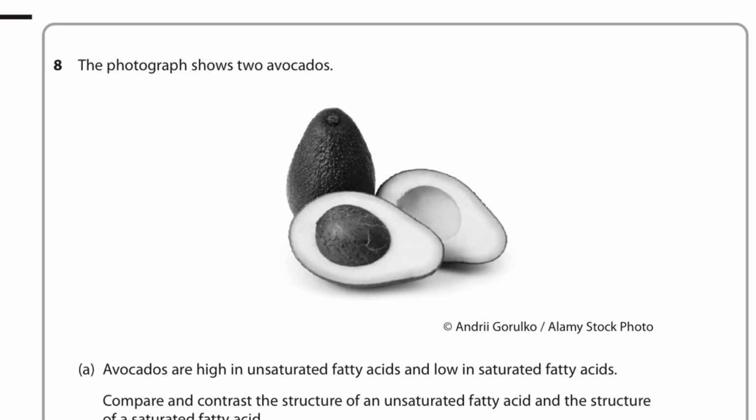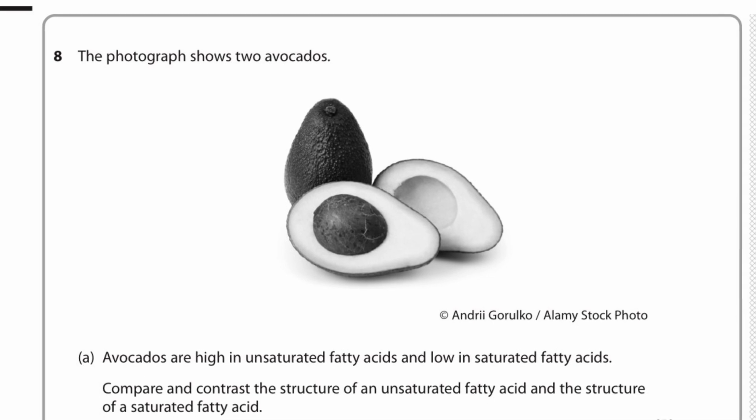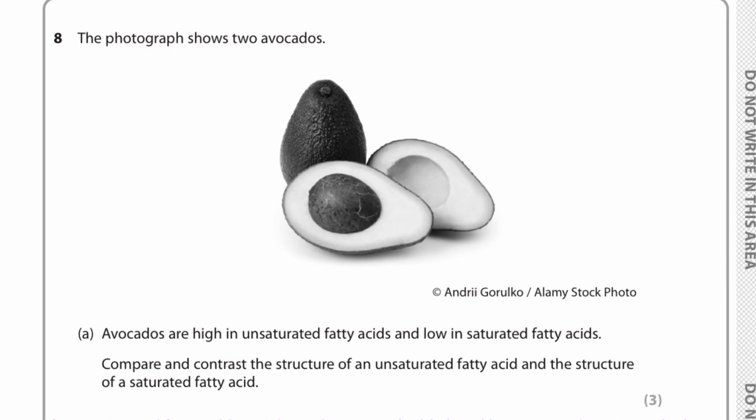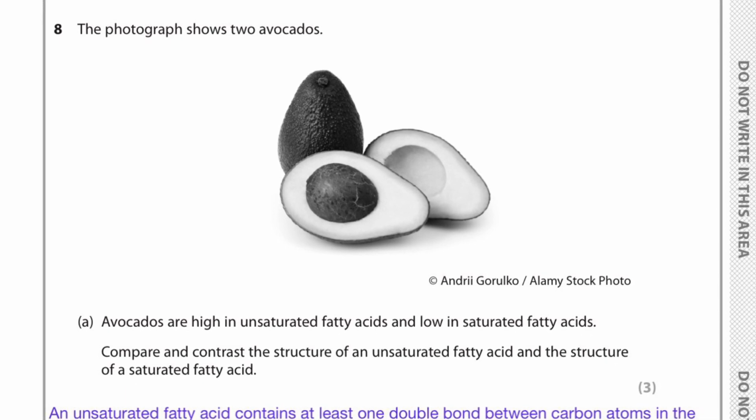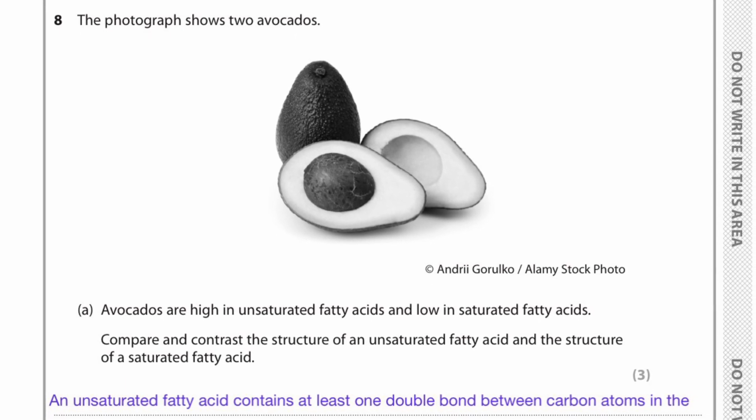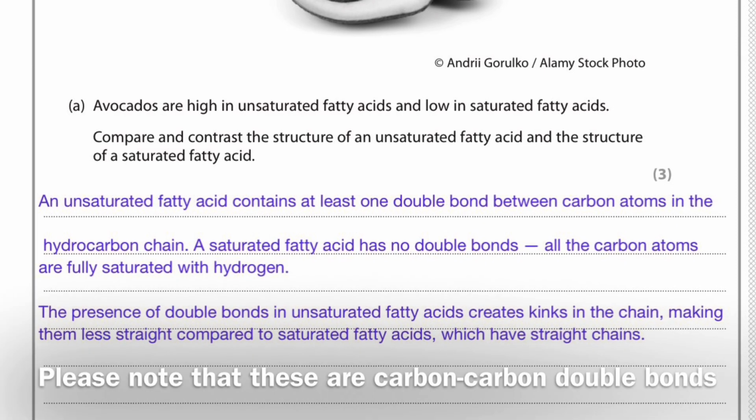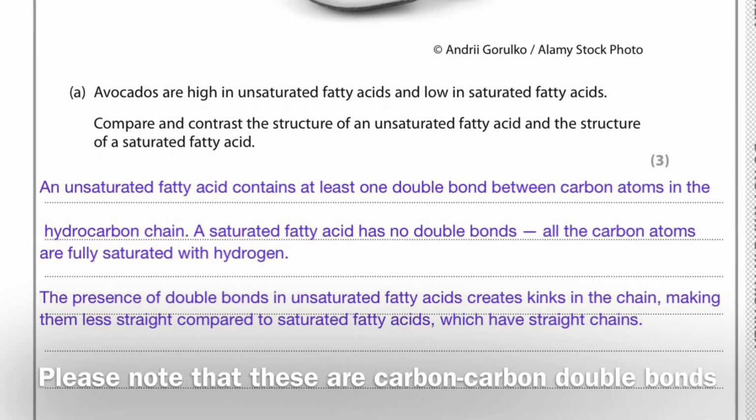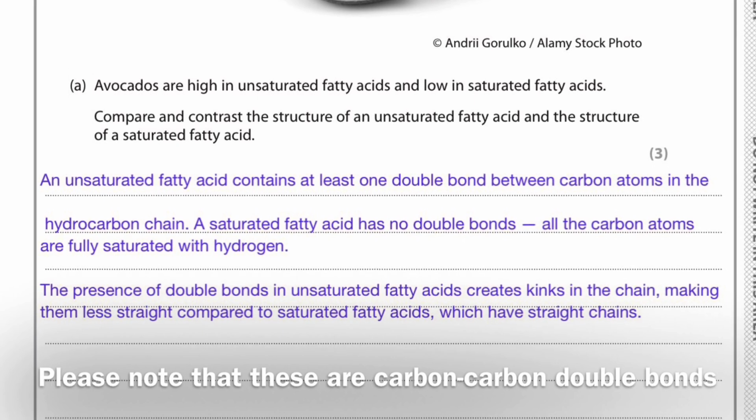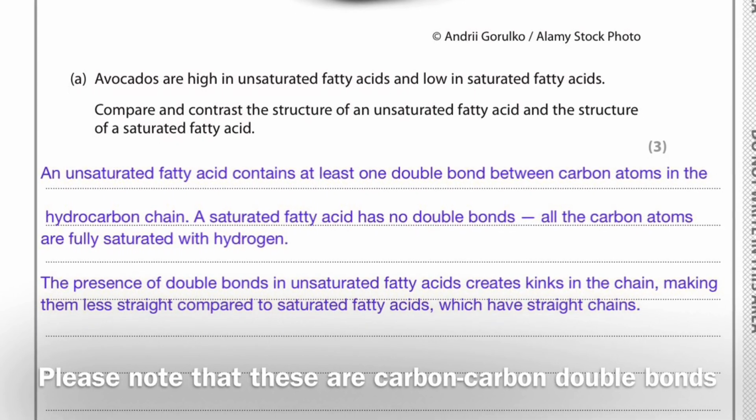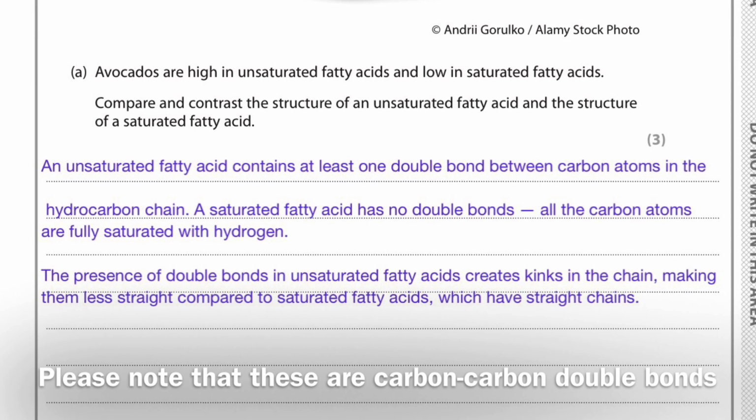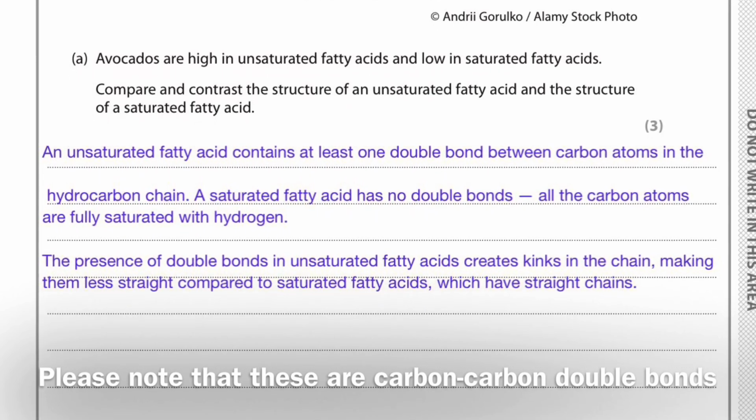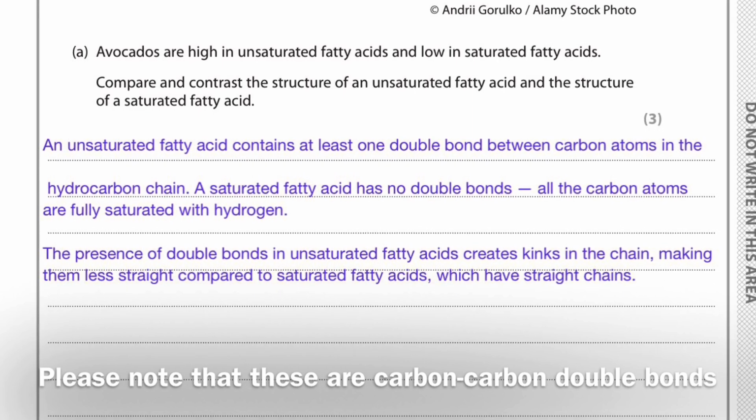In question 8, they say, the photograph shows 2 avocados. Here they are introducing avocados because they are rich in unsaturated fatty acids, and this leads into a question about comparing fats. In part A, they say, avocados are high in unsaturated fatty acids and low in saturated fatty acids. Compare and contrast the structure of an unsaturated fatty acid and the structure of a saturated fatty acid. This part is asking us about the chemical structure differences between saturated and unsaturated fatty acids.